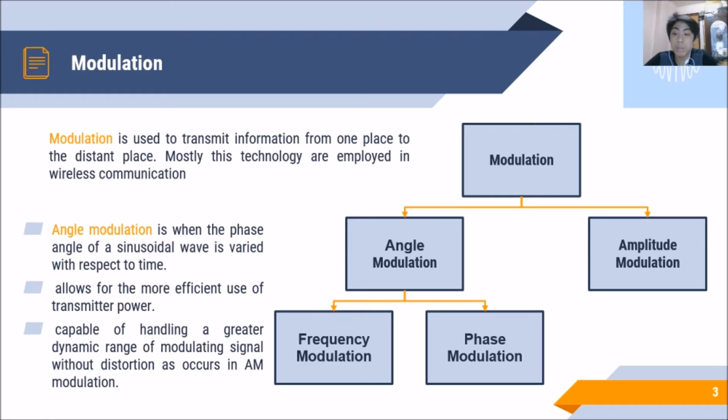Angle modulation is when the phase angle of a sinusoidal wave is varied with respect to time, while in amplitude modulation, the amplitude of the wave is varied. Angle modulation allows for more efficient use of transmitter power and is capable of handling a greater dynamic range of modulating signal without distortion, as occurs in AM modulation. Angle modulation can be divided into two types, which are frequency modulation and phase modulation. Let us discuss them on the next slide.